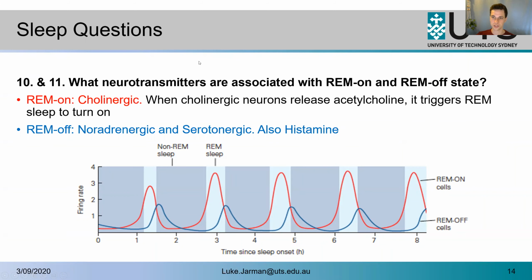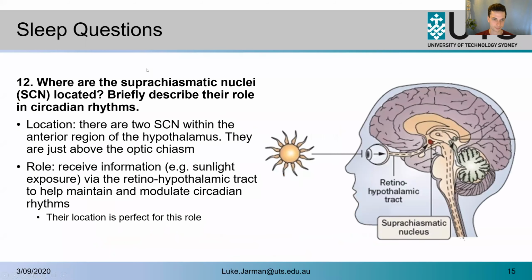All right, then we have a couple of questions on this idea of REM on and REM off. What are the brain mechanisms that allow us to turn REM on? Activation of your cholinergic neurons. These release acetylcholine, and they trigger REM sleep to turn on. And then to turn REM off, you see activation of noradrenergic and serotonergic cells, which produce noradrenaline and serotonin respectively, and also histamine. So those are your REM off cells. We'll do a little bit more about those next week when we do your diffuse modulatory systems. So try not to feel too overwhelmed by these new terms.